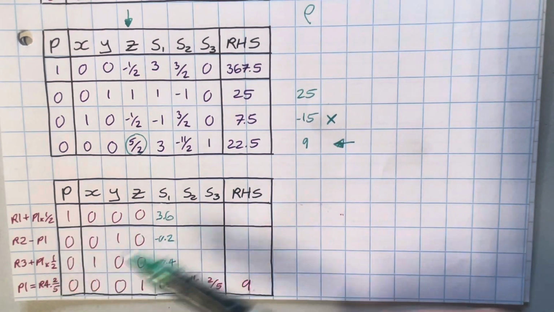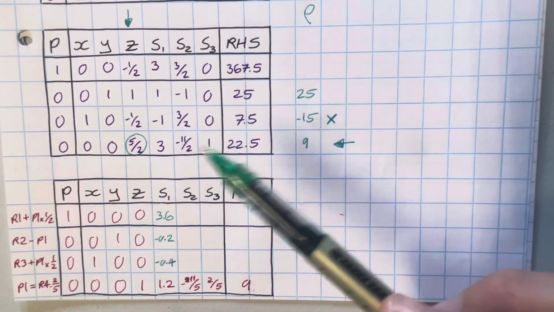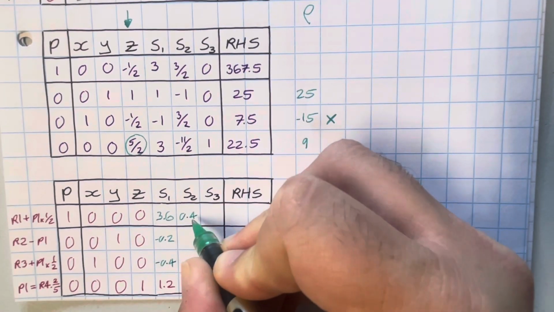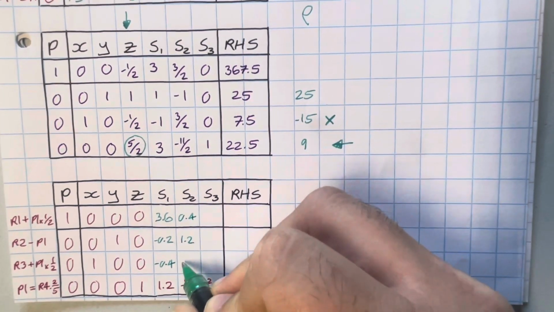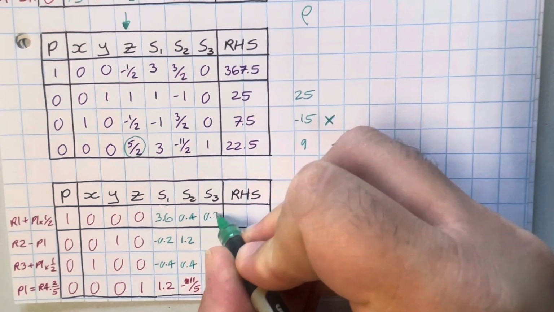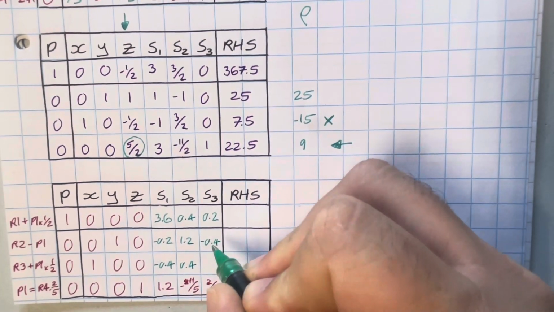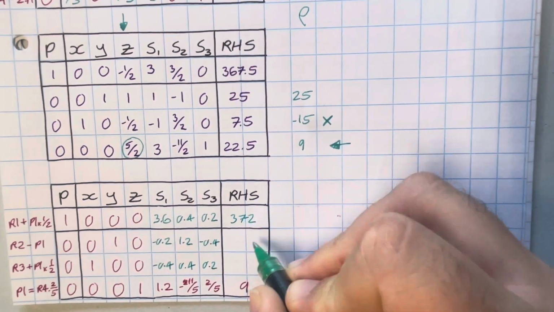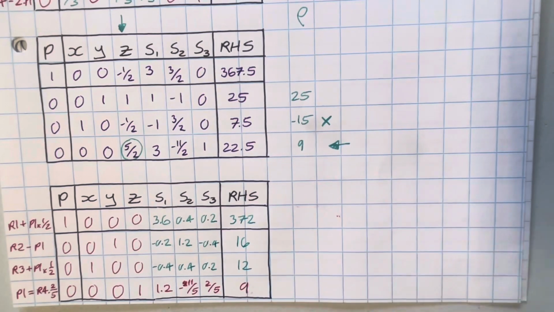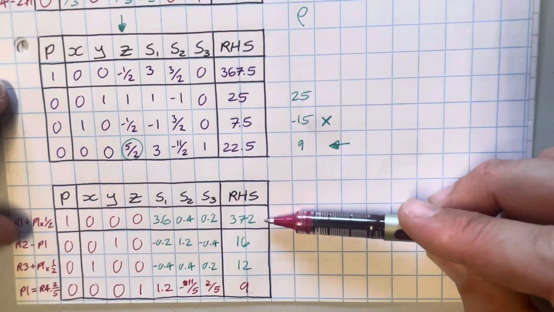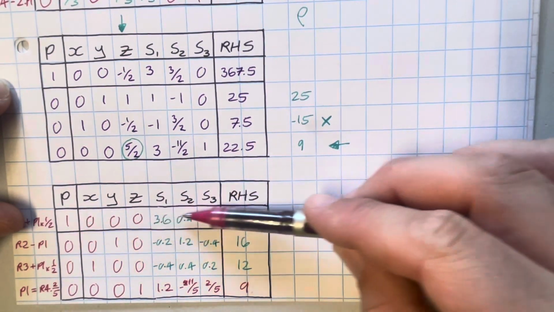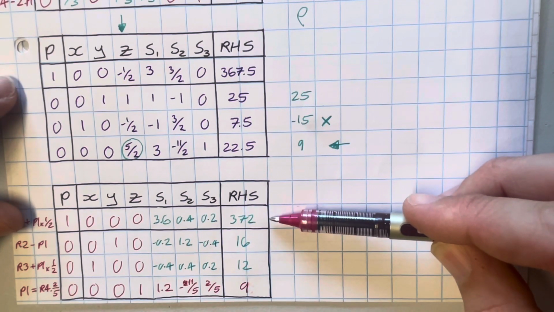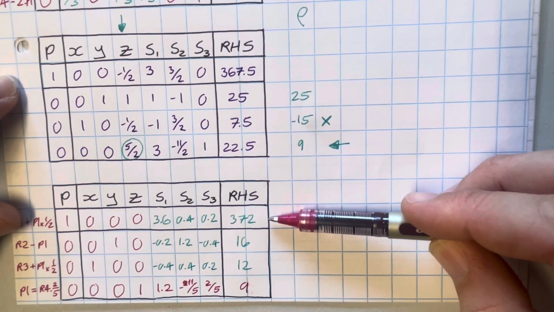If you fill out these instructions on the rest of these 9 numbers, we'll end up with 0.4, 1.2, and 0.4, 0.2, minus 0.4, and 0.2. And the right hand side is 3, 7, 2, 16, and 12. Okay. Now we have reached the objective vertex of our feasible region, and we know that because, let's look at our objective row, there are no negative values left here. So that means we are at our optimal vertex.